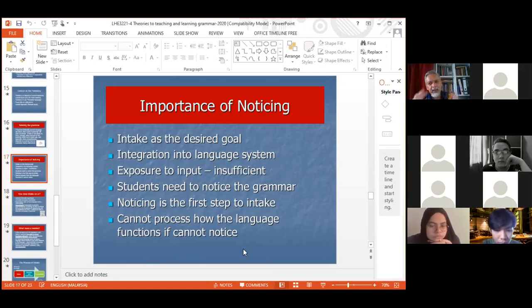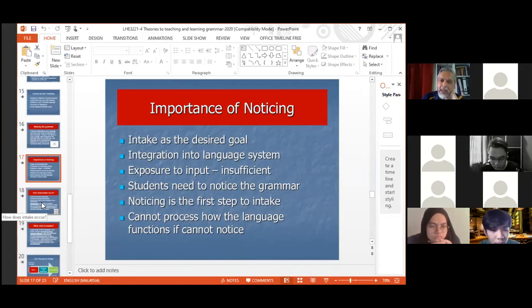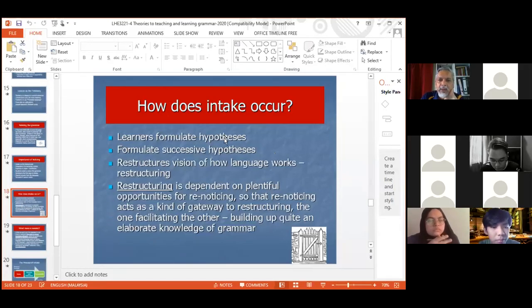We may get the gist of the message, but we don't know how. We don't really know how the message is conveyed to us if we cannot notice. Okay. So the teacher's job is to make the grammar point slightly more obvious, more noticeable. Okay, so this is also what to some extent I have been describing.